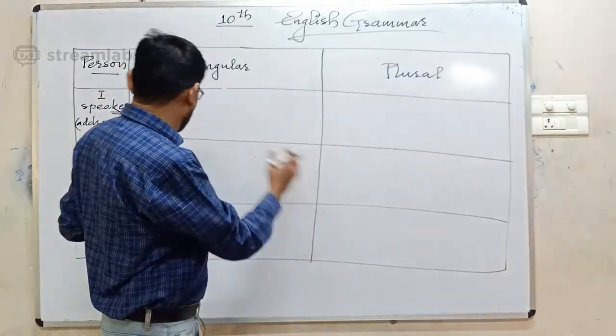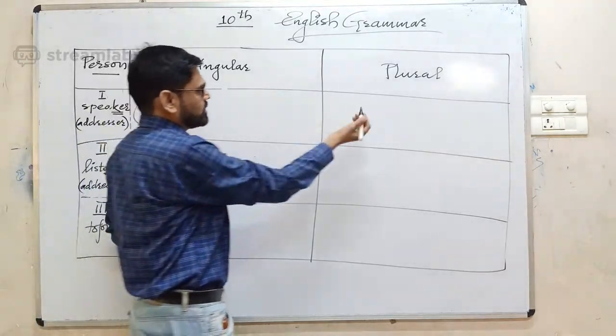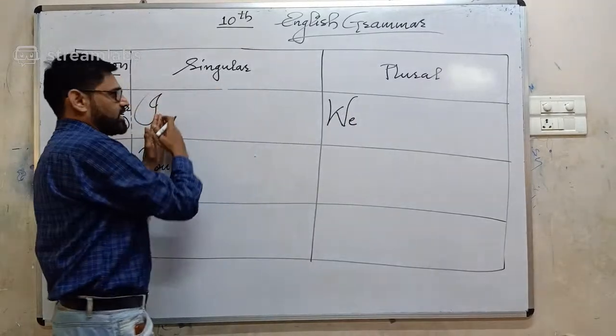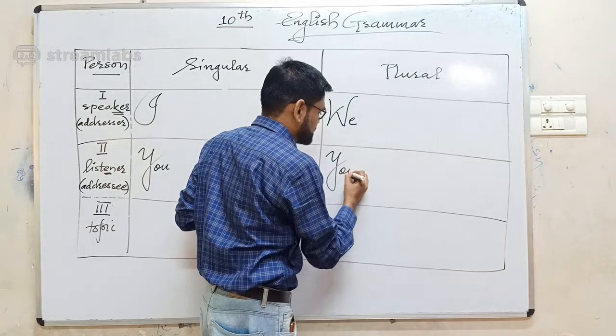We address the person by the word you, and you remains common for everyone. Come to that plural, I as plural as we. This is man, hum, you, and its plural is the same as you.